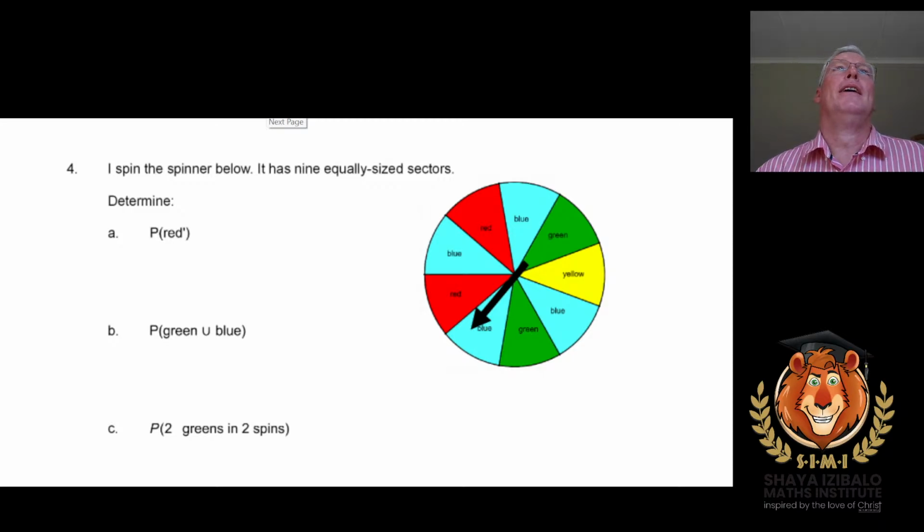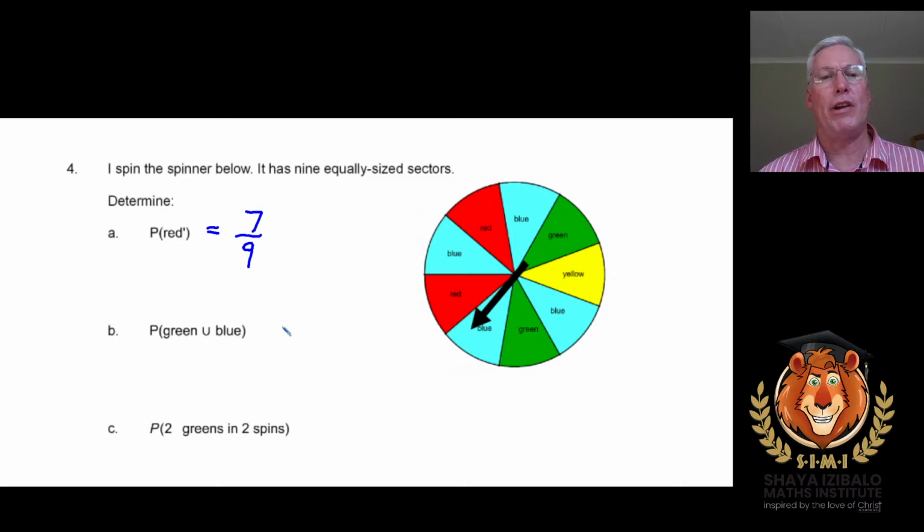Nice question. I spin the spinner. It's got 9 equally sized sectors, so each sector has an equal chance of coming up. What's the probability that I don't get a red? You could work out the probability of getting a red, which would be 2 out of 9. So the probability of not getting a red would be 1 minus 2 out of 9, or just 7 out of 9. You could also calculate that by saying I'd be happy with blue, green, or yellow, and there are 7 blue, green, or yellow sectors.